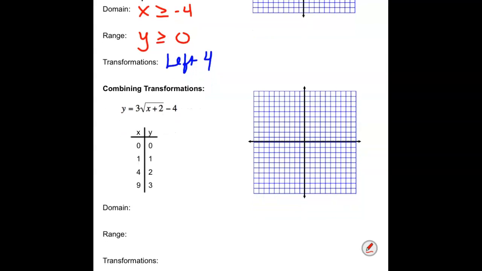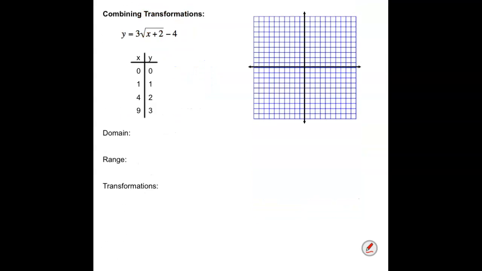All right, let's combine some of those transformations. So we have several things happening in this one. The very first thing I see is this 3. Because it's a positive 3, I have not done any kind of reflection. And that 3 is going to cause me to do a vertical stretch by a factor of 3. So everything is going to get tripled in terms of its vertical height.